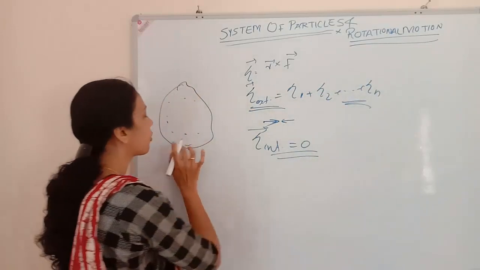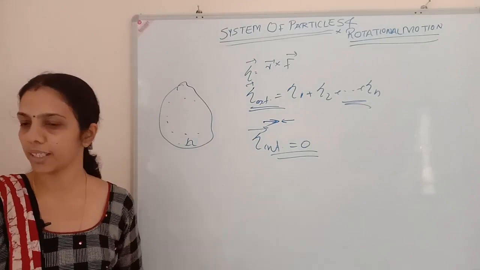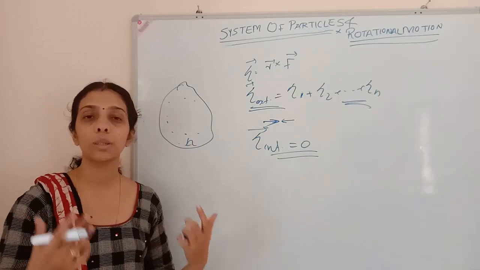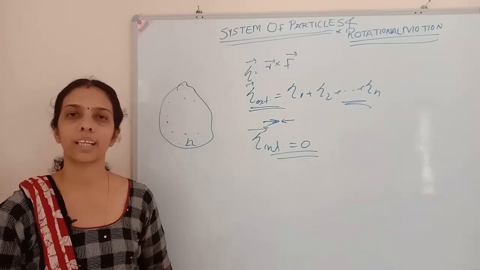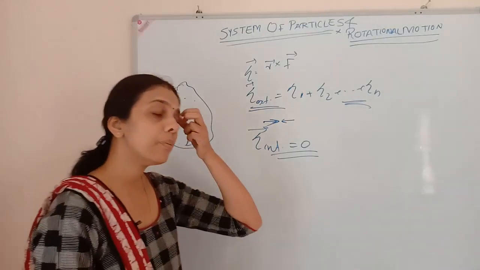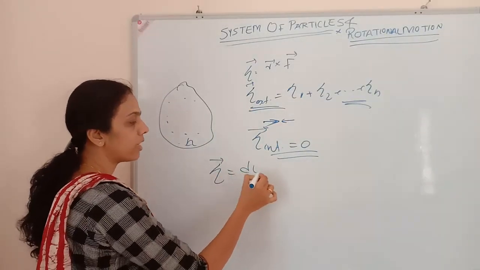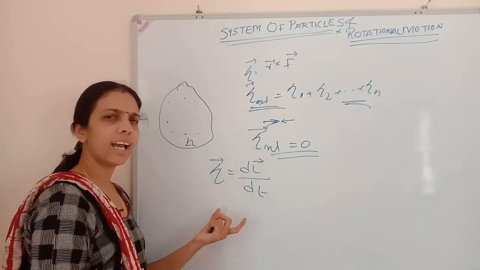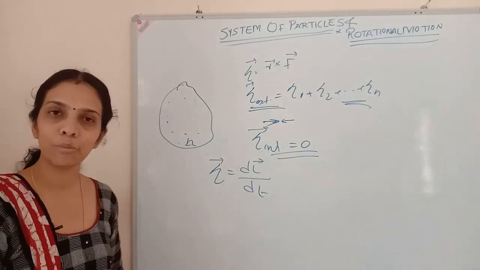If n number of particles are there, we can consider till tau n. With n particles, we will be considering this external torque. All the points we will be adding up, and together we will be finding the torque acting on the system. Okay, clear? So now we got a relation connecting torque and angular momentum: tau equals dL by dt.